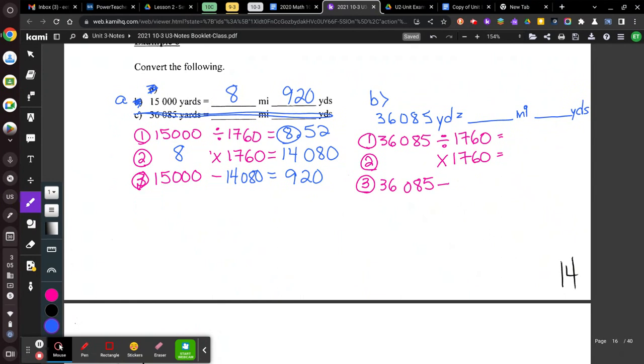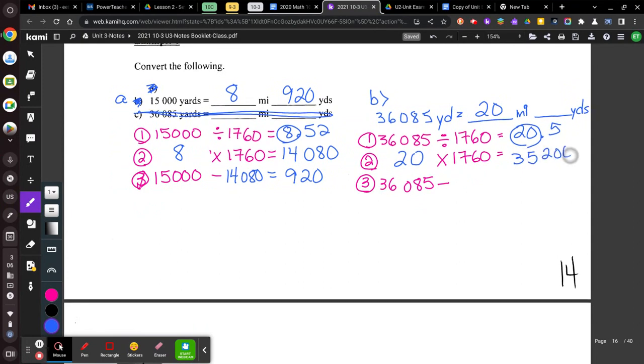The next question, we're dividing by the exact same numbers. We take our original. We're going to get 20.5. I want the 20. That number goes to step 2. I multiply. I get 35,200. I subtract the 35,200, and I'm going to get 885 left over. That goes up in my last blank, 885.